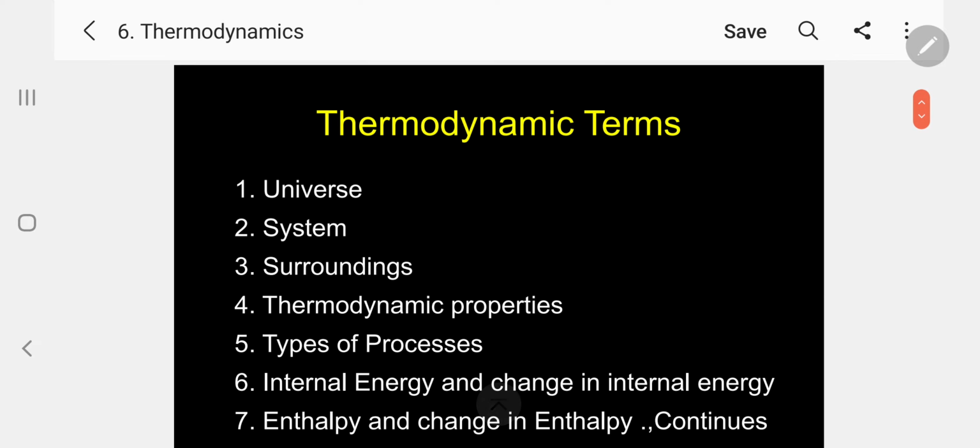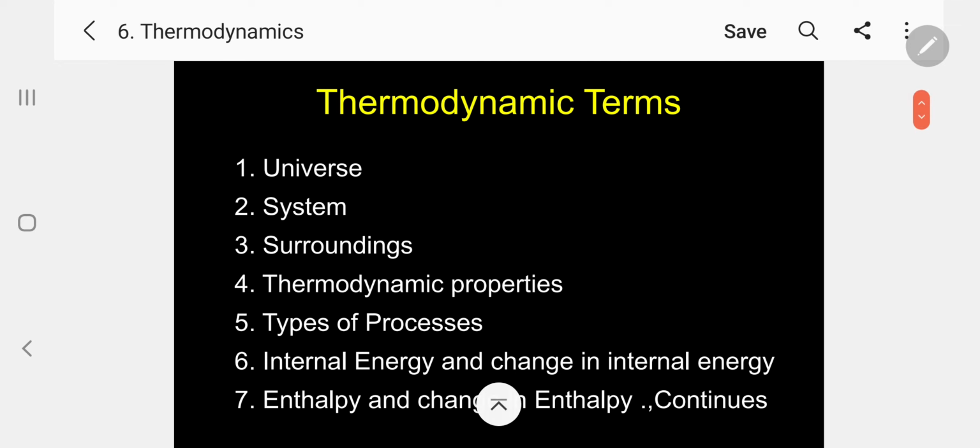So, my dear students, before attending this class or your test, what are the topics you have to study under thermodynamics? Let me explain. The important thermodynamic terms: 1. Universe. What is universe? You have to study. What is system and types of system? You have to study. Surroundings. You have to study.